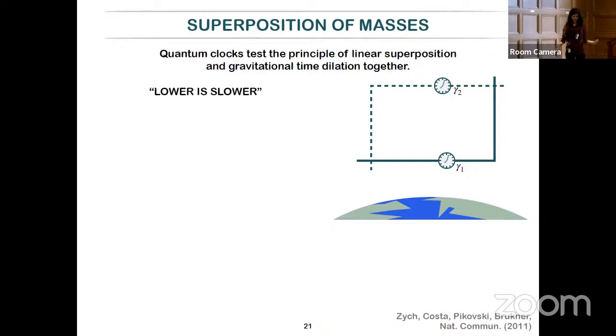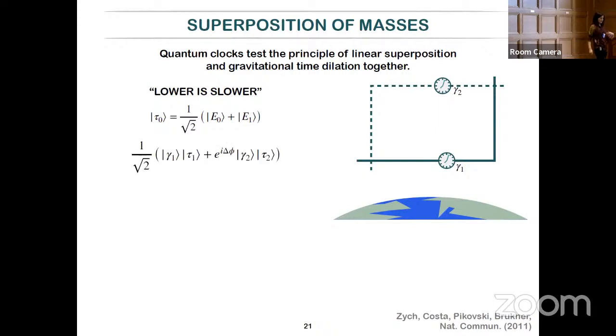Now, there is a slogan that is useful to remember: lower is lower. This means that the clock is slower if it's lower in the gravitational field, and it's faster if it's higher in the gravitational field. So basically, the clock on gamma two ticks more quickly than the clock on gamma one. We initialize our clock. After the first beam splitter, the clock degree of freedom becomes entangled with the path degree of freedom. And this is the state before the last beam splitter that accumulates a relative phase, which is due to the different trajectories that the clock took, to the different Hamiltonians applied to that state, to different propagations.